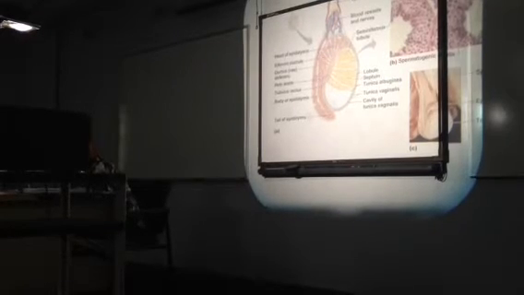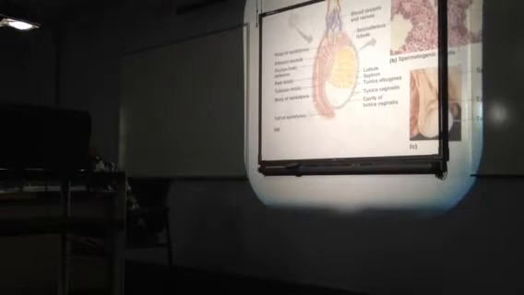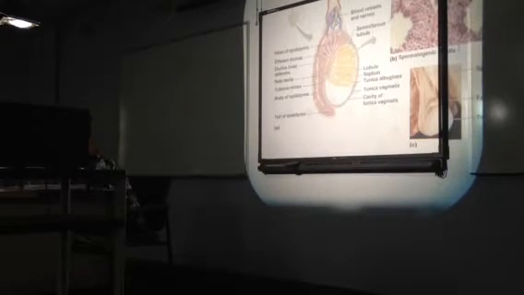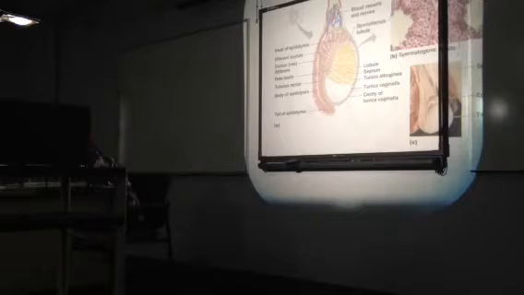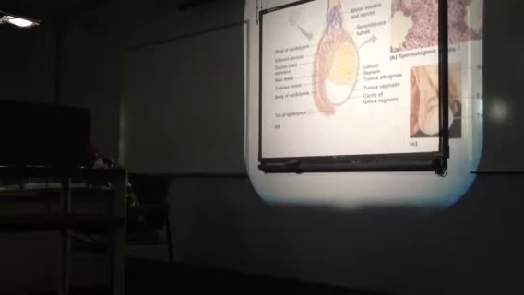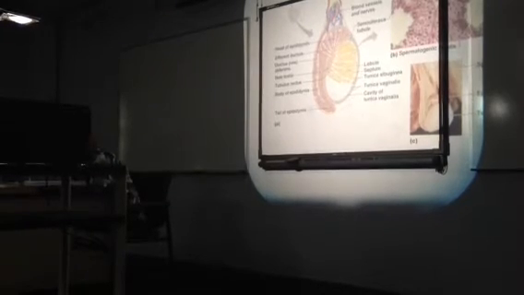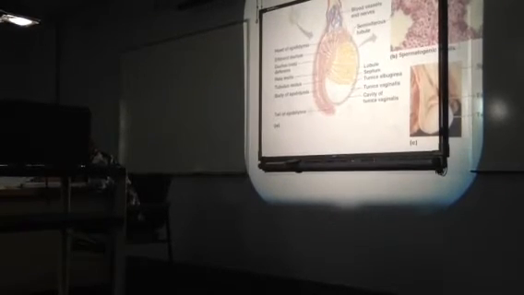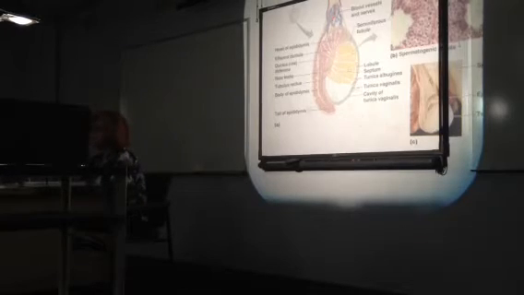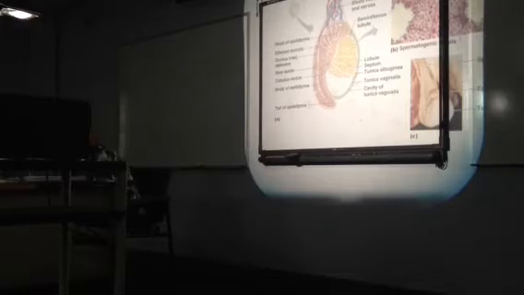Now, there are different parts of the testes. This is what I think gets confusing. The first part is called the mediastinum testis. That's a cavity, meaning it's a space, found along the posterior border of the testes.